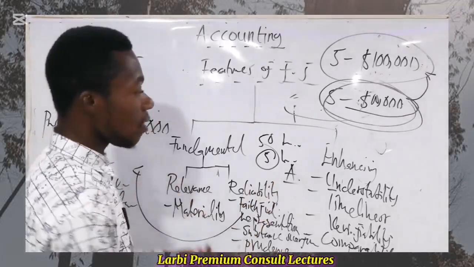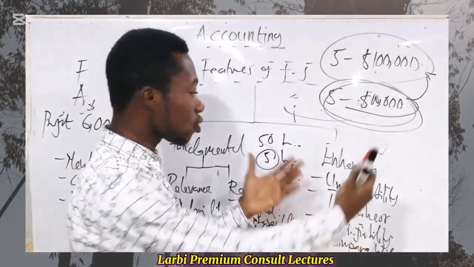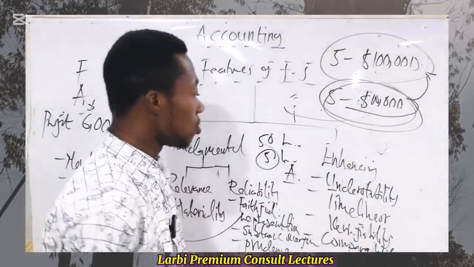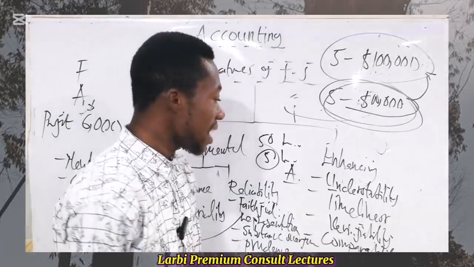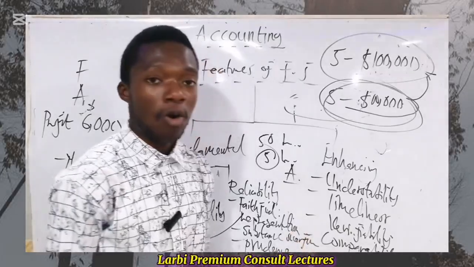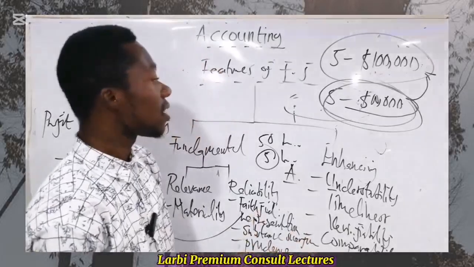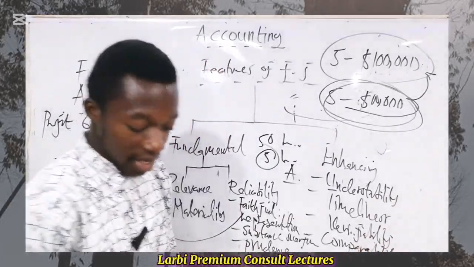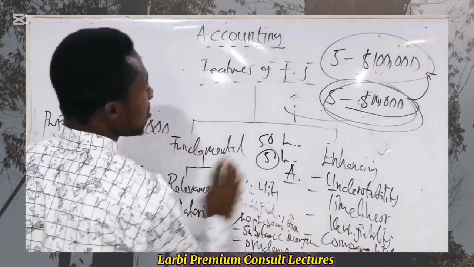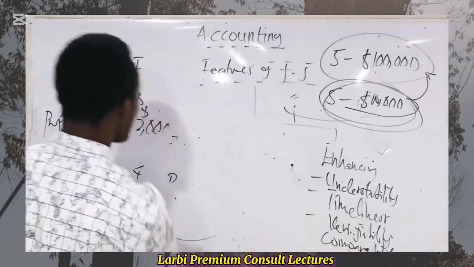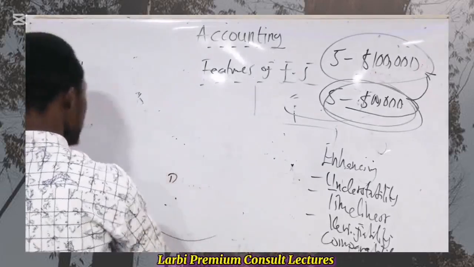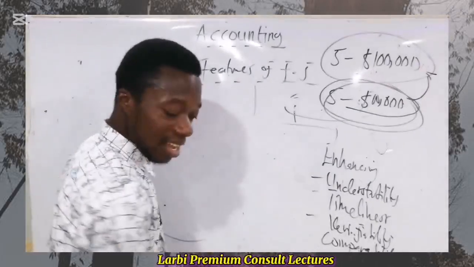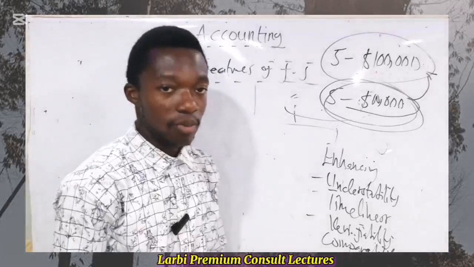Under fundamental. When it comes to the enhancing, as I said, these are the supporting ones. They are there to improve the fundamental, right? So under the enhancing, we have four features or qualitative characteristics. We have understandability. What is understandability? When we say understandability, we are saying that the financial statement that we present is supposed to be clear and concise, free from any inaccuracies.